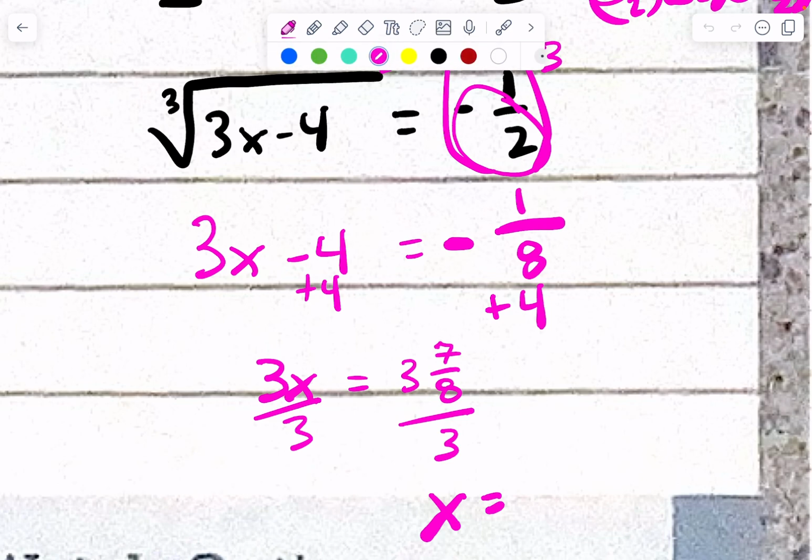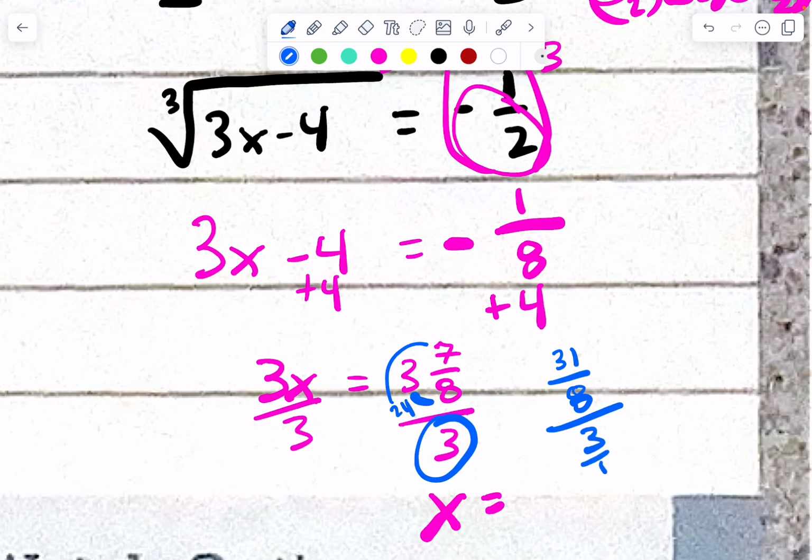What I can do first is 3 7/8. If I multiply the 3 and the 8 together, that is 24. And if I add the 7, that is going to be 31/8. Okay, and I'm dividing by 3.